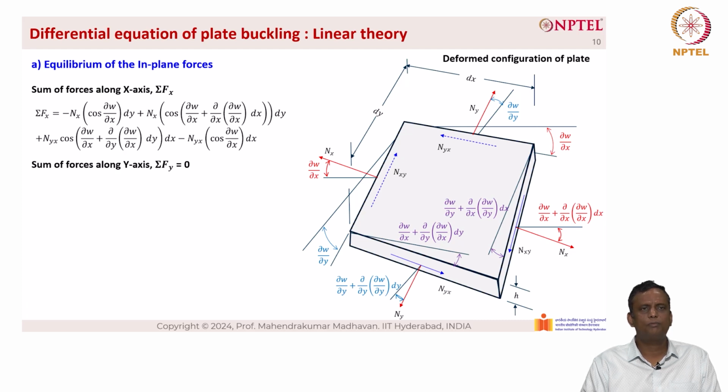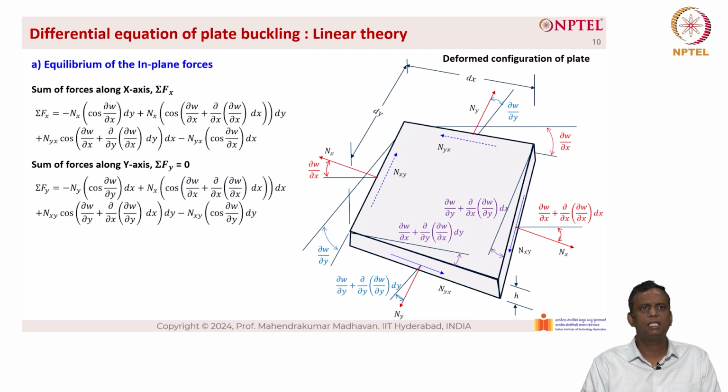Now, the summation of forces along the y axis is given as sigma Fy equal to 0. Here, sigma Fy is also given with a set of equations similar to the one that we have described here. Here also, the horizontal component is given by the cos function. When we do the same summation, we get the equation as shown here.